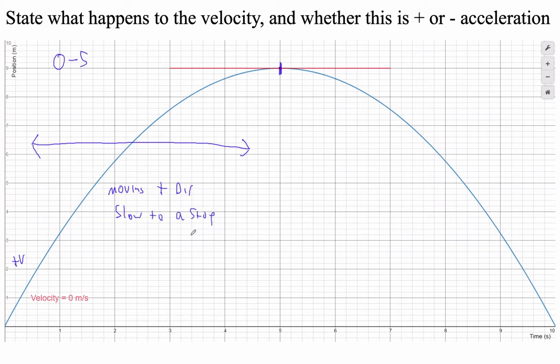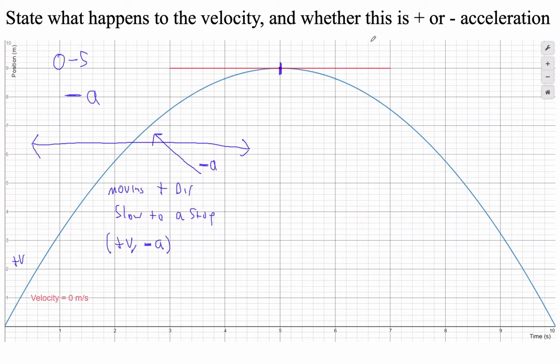Well, how do you do that? How do you slow to a stop? Well, we have a positive velocity. The only way to slow down is to have the acceleration in the opposite direction, okay? So from 0 to 5, it's negative acceleration, which, by the way, we can tell also because it's concave downward, right? We get to the concavity from below, okay?